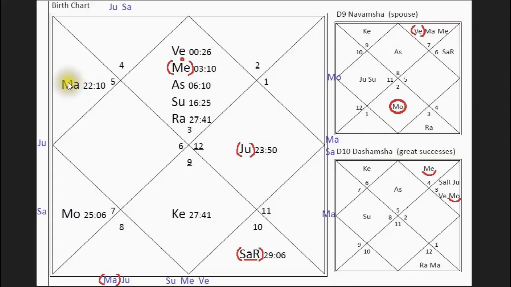We go to the third house, Mars occupies, there's no aspect. Jupiter aspects the Virgo fourth. Does Jupiter own Virgo? No. Saturn aspects the Libran fifth. Does Saturn own Libra? No.